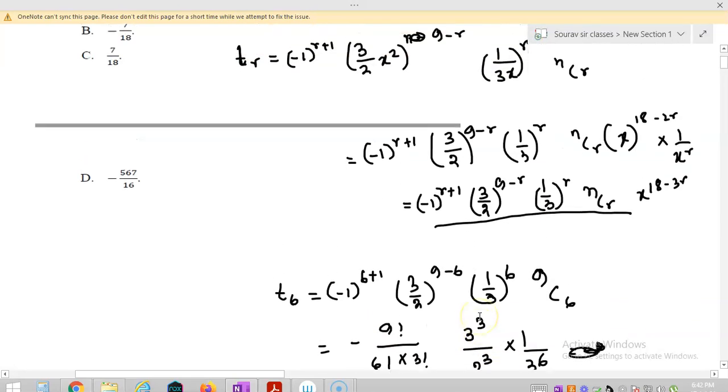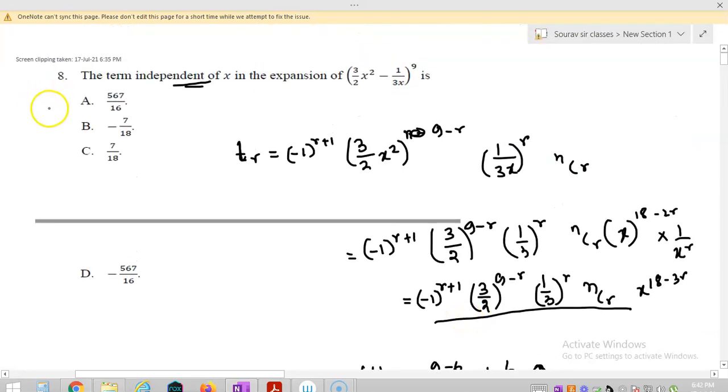So let us see the options. You can see minus 7 by 18 is our option B, so option B is our correct option. Okay, that's all about this question. We have solved it. It was an easy question, right? So let's solve the next question.